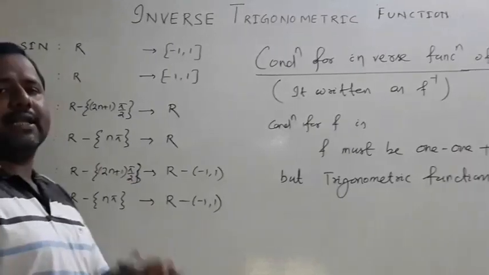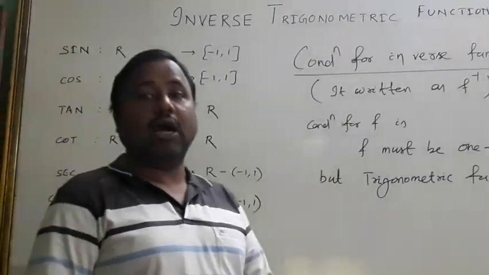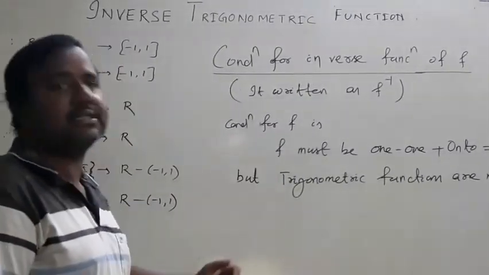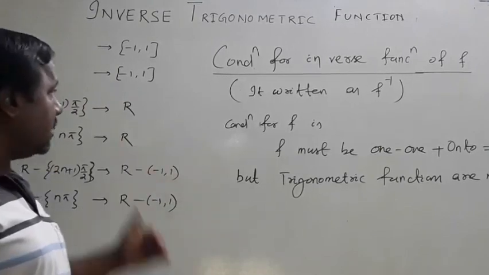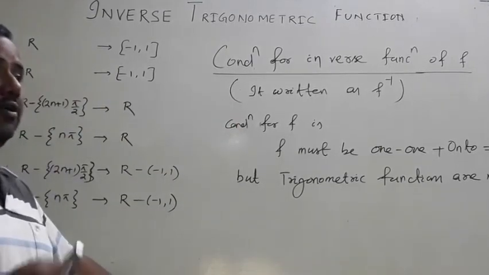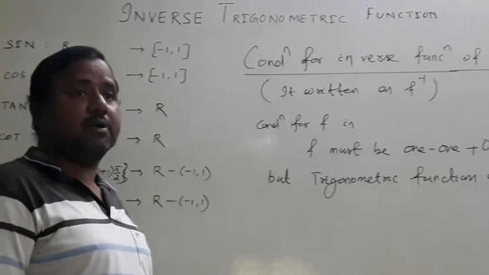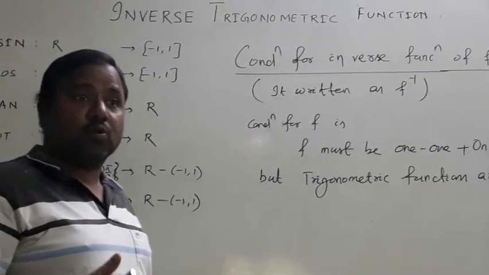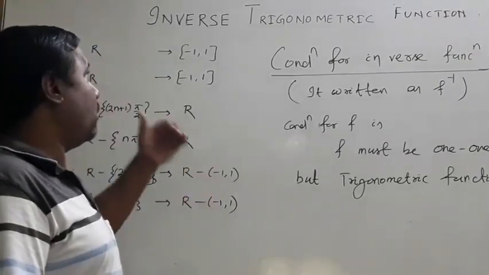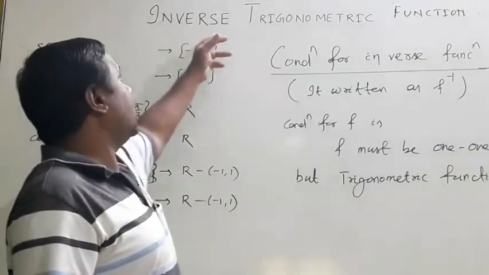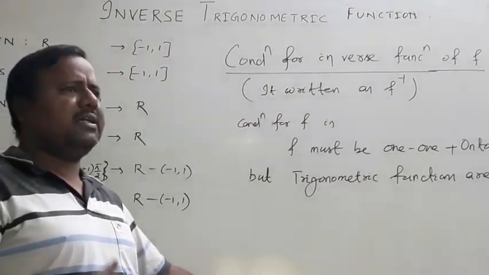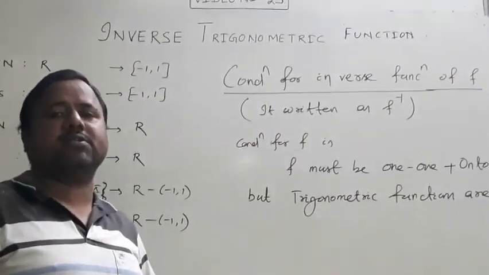Then the question arises about how we can study the inverse trigonometric function. If the trigonometric function is not bijective, and the condition for inverse function is that the function must be bijective, but the trigonometric functions are not bijective, then the question arises how and why we can read the inverse trigonometric functions. But it is many times required for us.